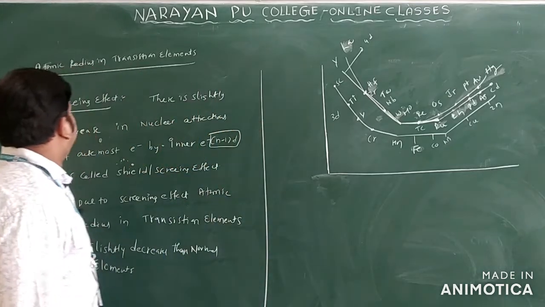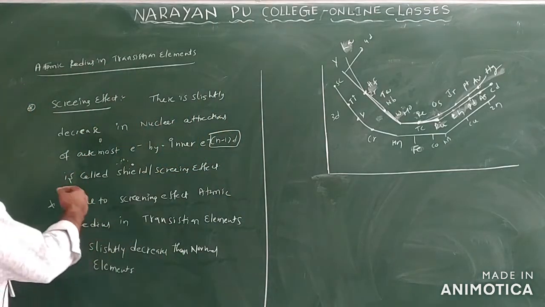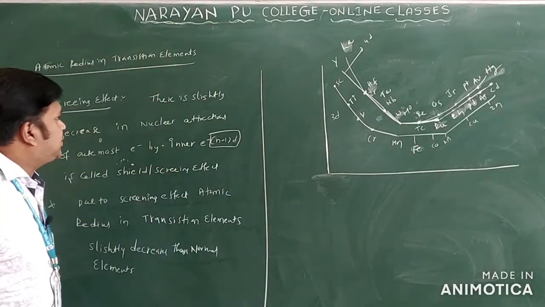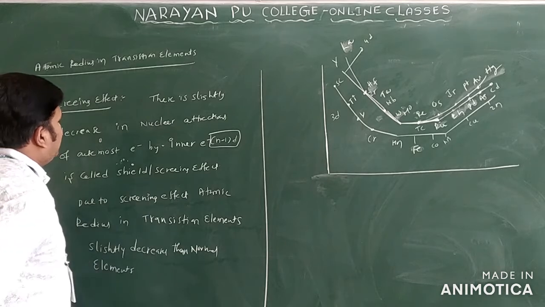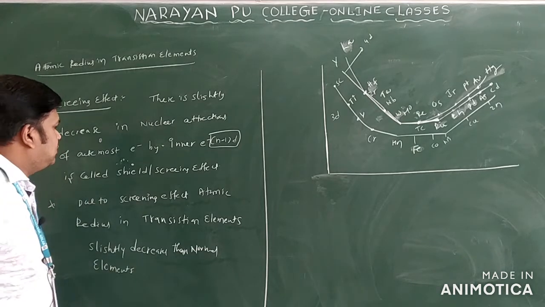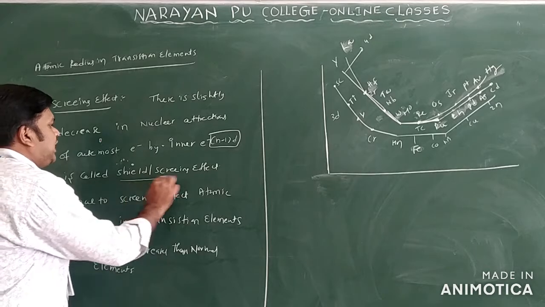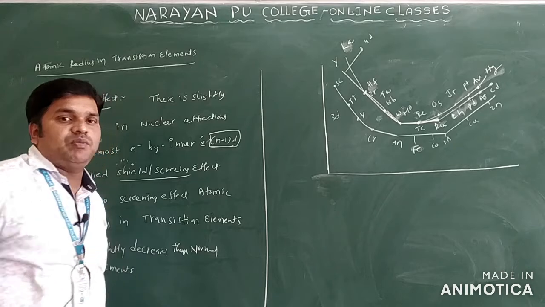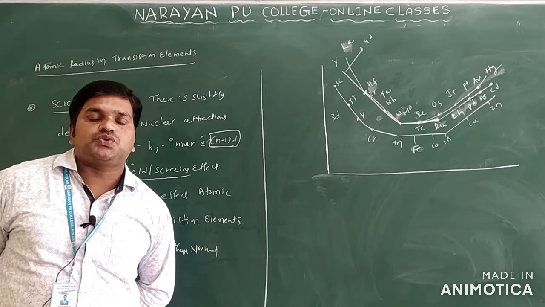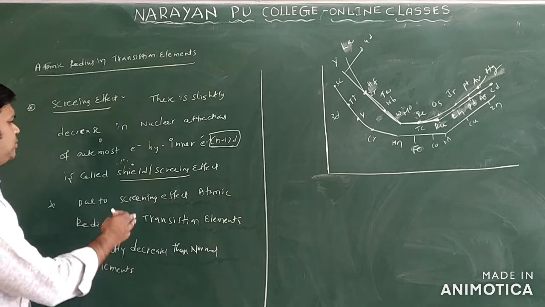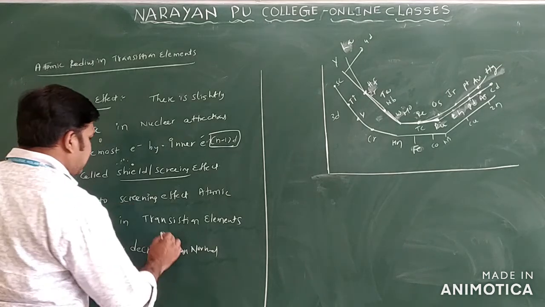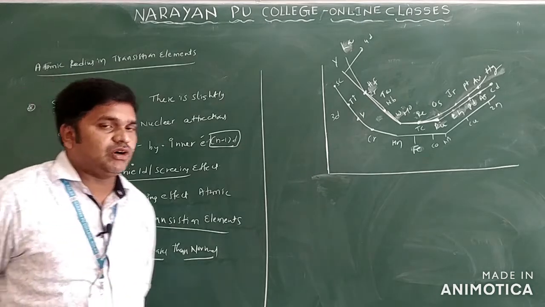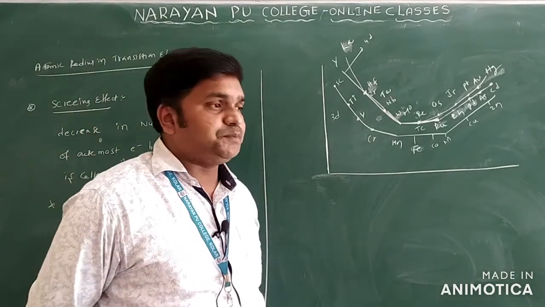Now we will see the concept of atomic radius in transition elements. Mainly the first effect I already discussed previously, the screening effect only. There is a slight decrease in the nuclear attraction on the outermost electron. This is called the shielding effect or screening effect. The electrons involved in d block elements are the n-1 d orbitals only. So due to the screening effect, the atomic radius of transition elements slightly decreases compared to the normal elements. Particularly, what is the reason I told? Particularly because of which one?